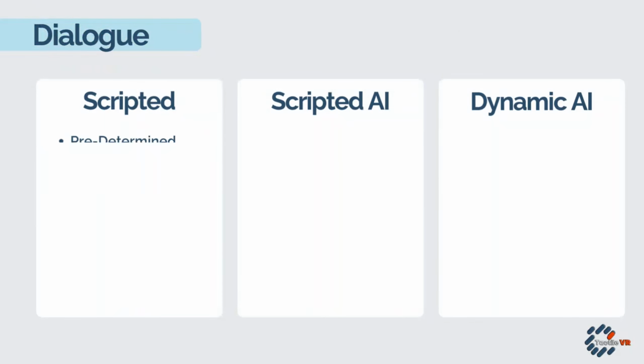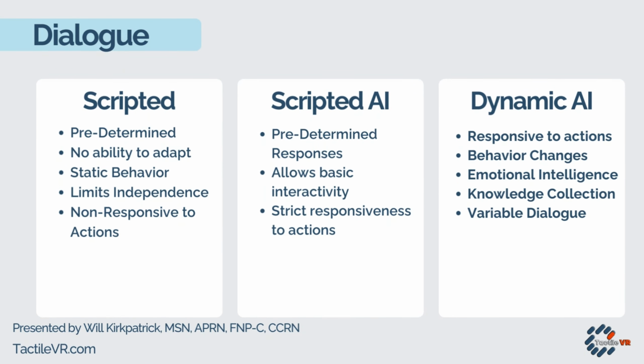At this point, most people have heard about artificial intelligence and what it can do for general applications and use cases, such as ChatGPT. But let's learn specifically what AI can do for character development. There are three different types of dialogue that come with these different types of characters, and it goes from basic to advanced. First, starting off with scripted.